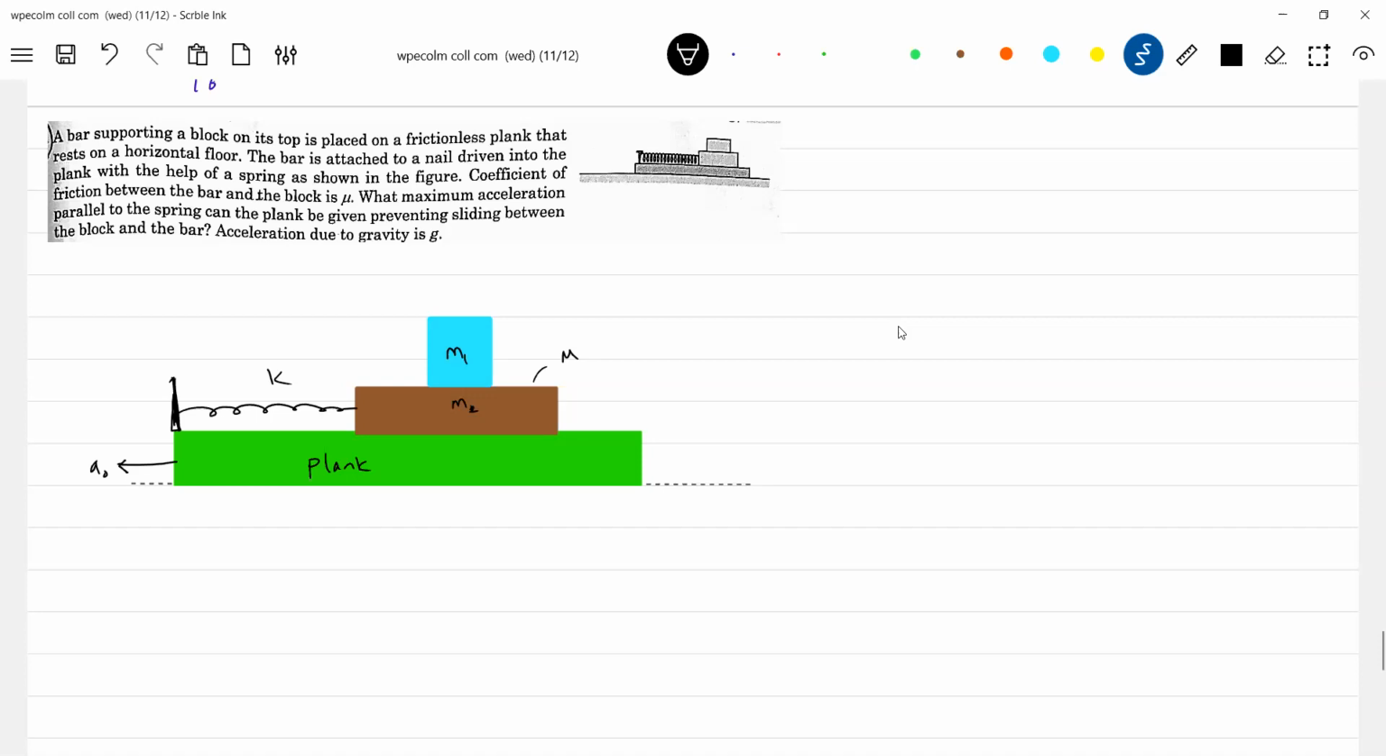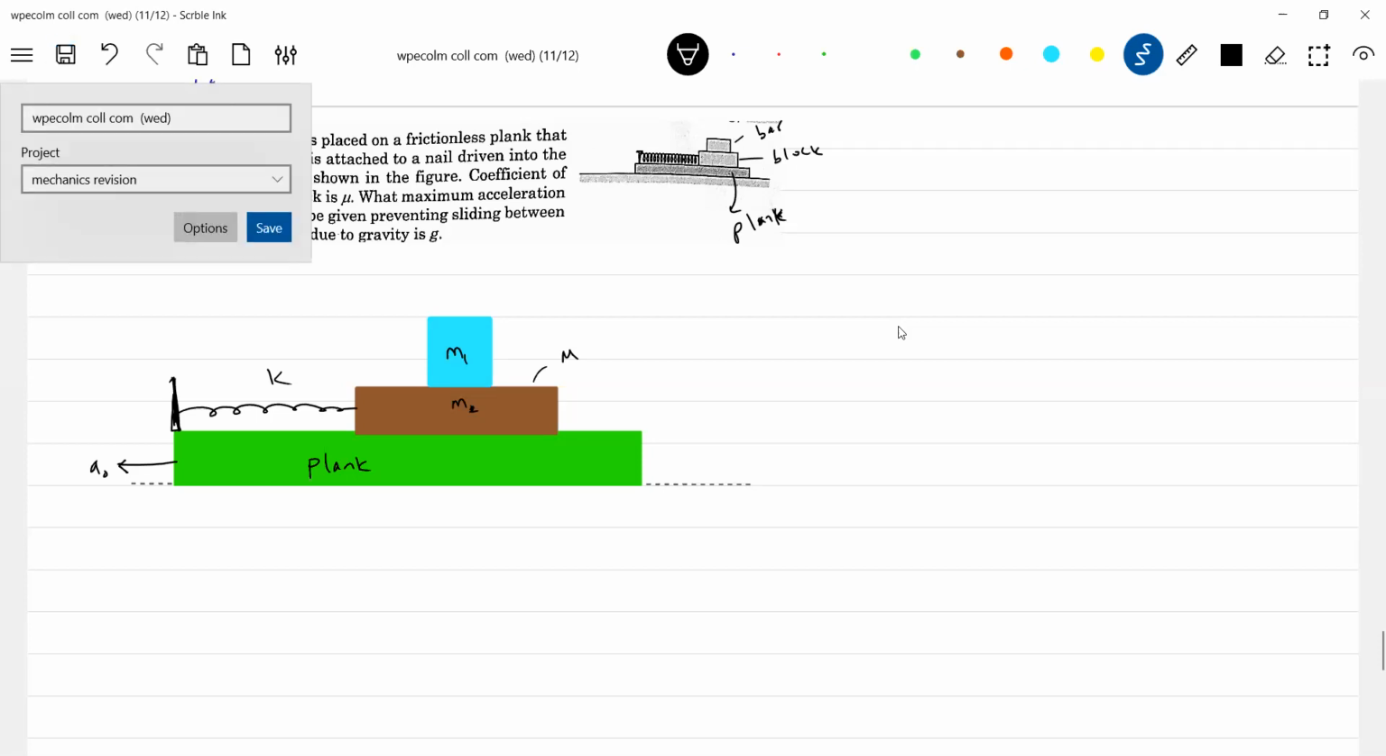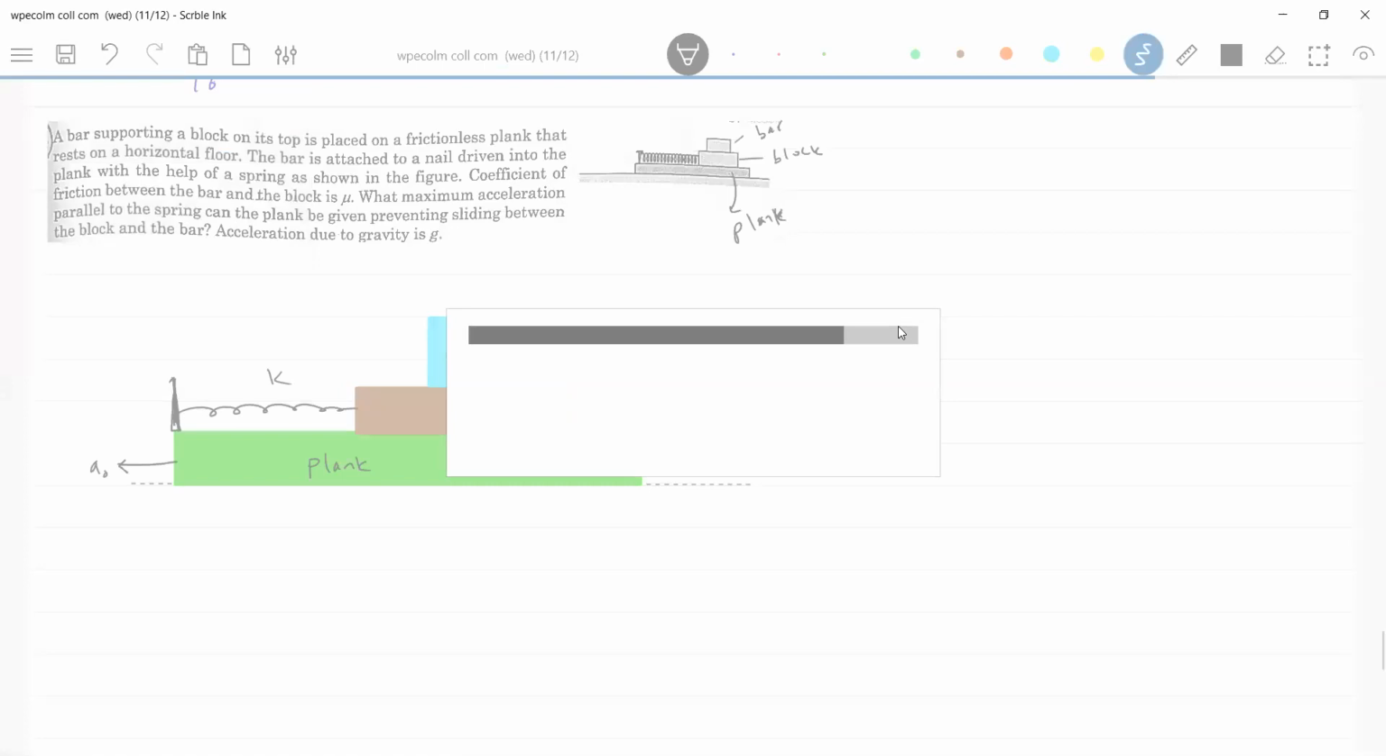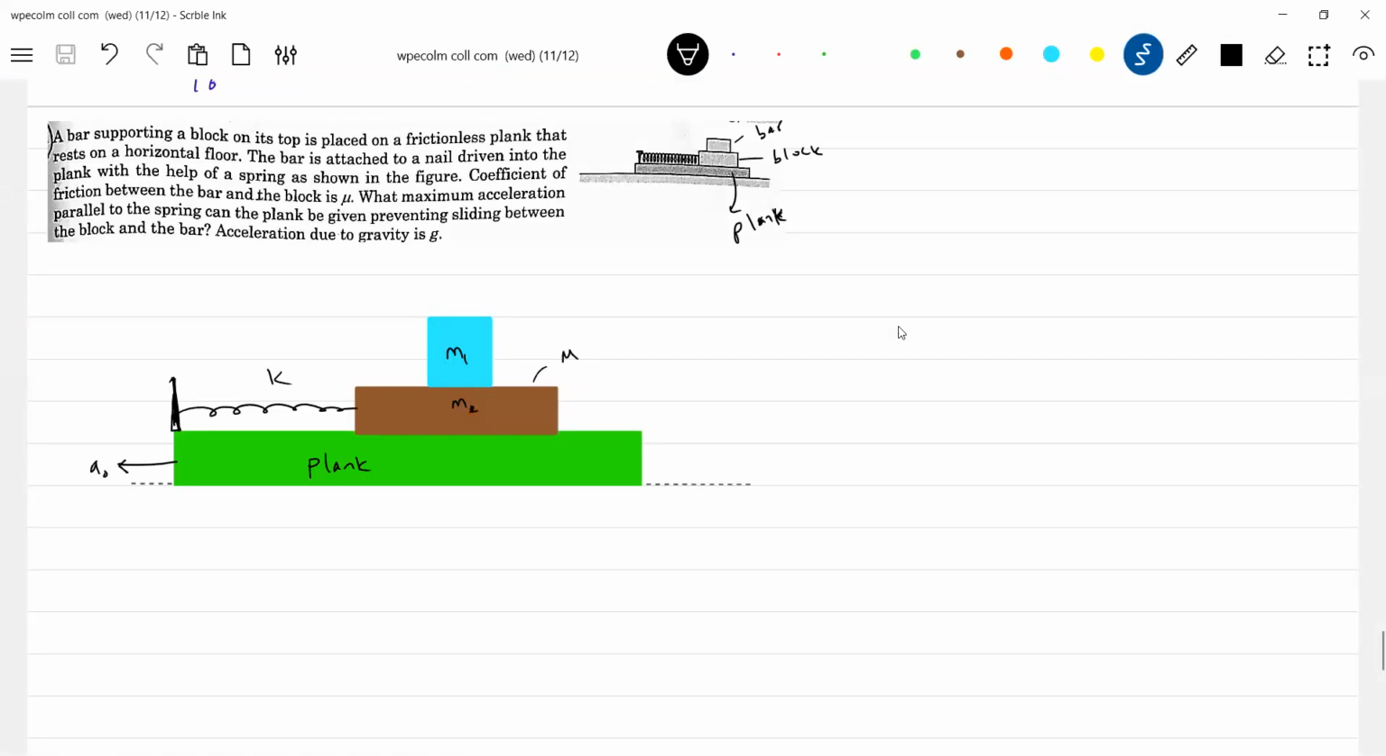No slipping should occur between the bar and the block. I think that means there's a bar, there's a block, and there's a plank. First, I have to make note of that. Slipping will occur. So let's do one thing.